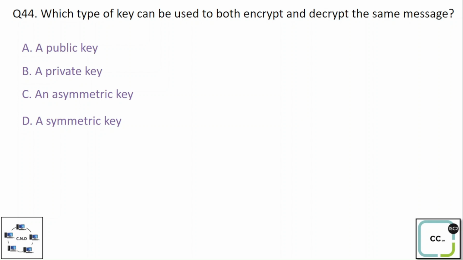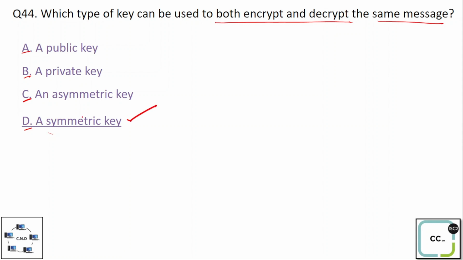Question number 44. Which type of key can be used to both encrypt and decrypt the same message? And the options are option A, a public key, option B, a private key, option C, an asymmetric key, and option D, a symmetric key. And the correct option is option D, a symmetric key.